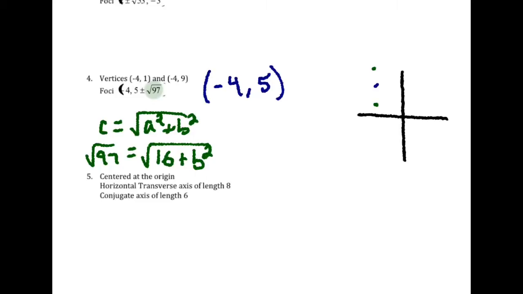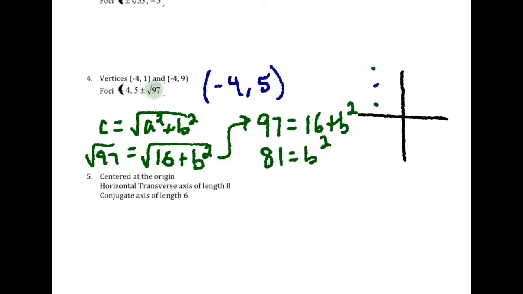Now, in squaring both sides, we end up getting that 97 equals, the square root goes away, so it's 16 plus b squared. Subtract the 16 over, that gives us a nice 81 equals b squared, which square rooting gives us that b is 9. So that's pretty much everything that we need to figure out what the equation is.